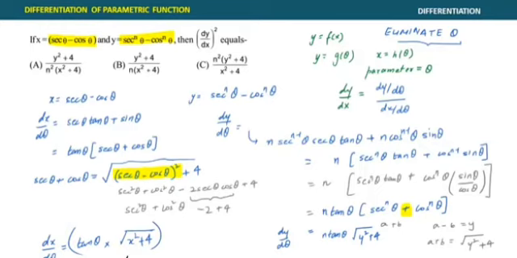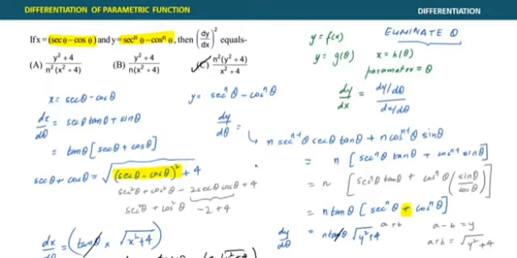So dy by dx is nothing but dy by d theta divided by dx by d theta, and you see that tan theta and tan theta will get cancelled out, right? What you will get is n under root y square plus 4 divided by under root x square plus 4. So this should be the answer, and in fact we wanted the square of this, so just do the square and tell me the answer. So this option C is the answer. Okay, so I hope this point is clear.